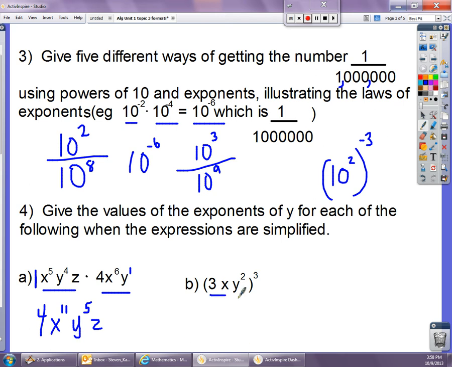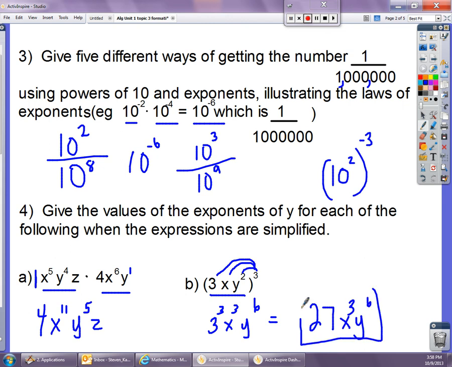When you have a monomial to a third power, remember that 3 goes to everything. So you get 3 to the third, x to the third, and then power to a power, you multiply, get y to the 6th. And I can simplify that. 3 to the third is 27, x to the third, y to the 6. So it's 3 times 3 times 3.